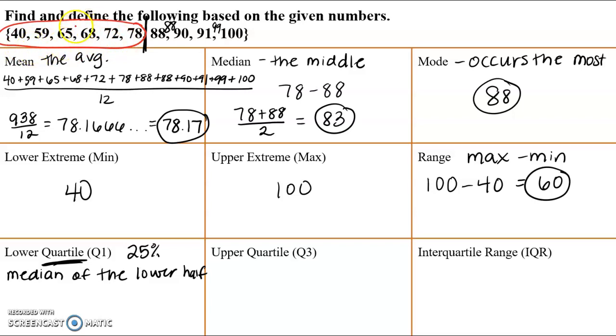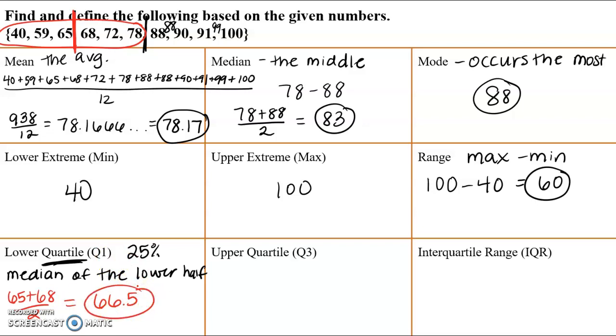Well, if I find the median, the number right in the center, if I split 6 in half, that gives me 3 on one side and 3 on the other. Again, it's falling between 2 numbers, so I've got to add them together and divide by 2. And Q1 is 66.5 because it happened to fall between 2 numbers.